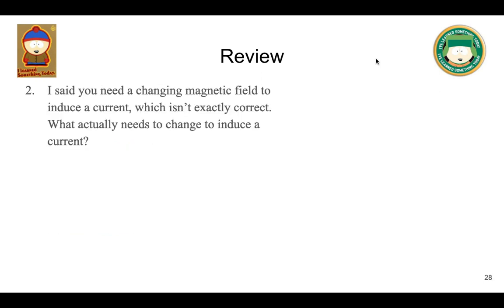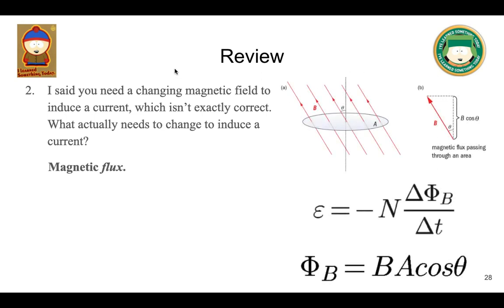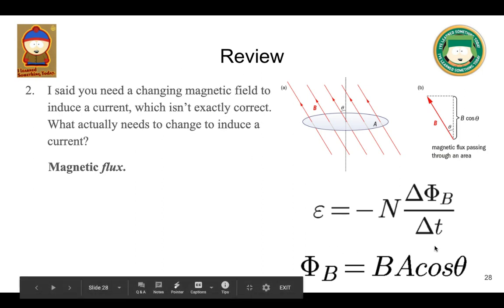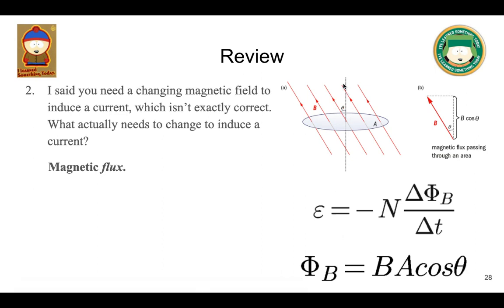I said that you need a changing magnetic field to induce a current, which is kind of correct, but it's not exactly correct. What actually needs to change to induce a current? What needs to change is the magnetic flux. So yes, you can get a current by changing your magnetic field, but really the important thing that needs to change is the flux, which is given by this formula here. It's not just magnetic field B, it's B times A times the cosine of theta, where theta is the angle between this normal to the area, this dotted line, and the magnetic field.